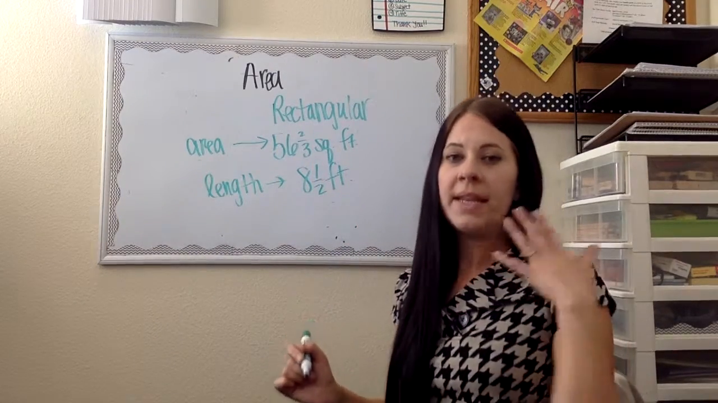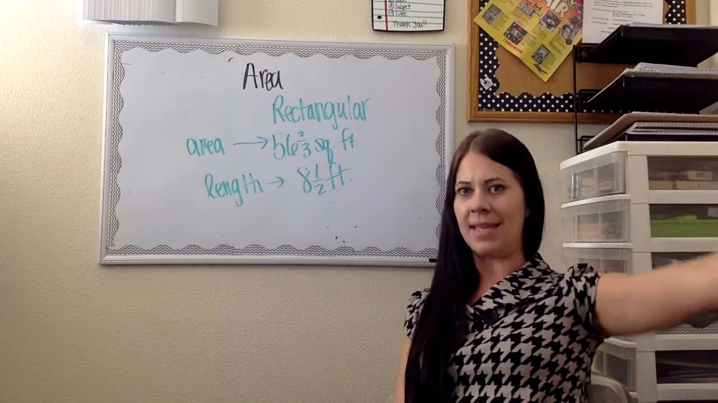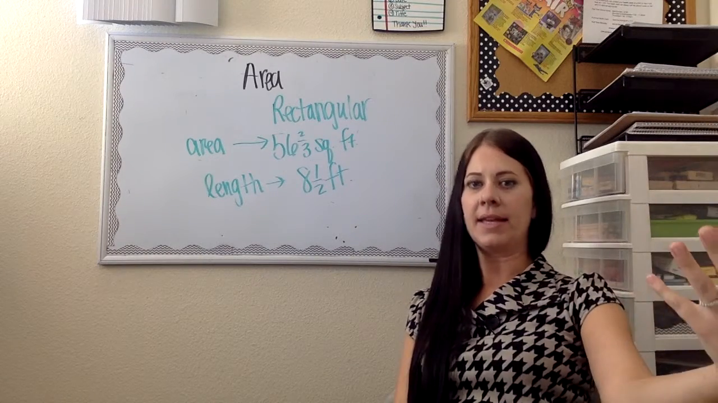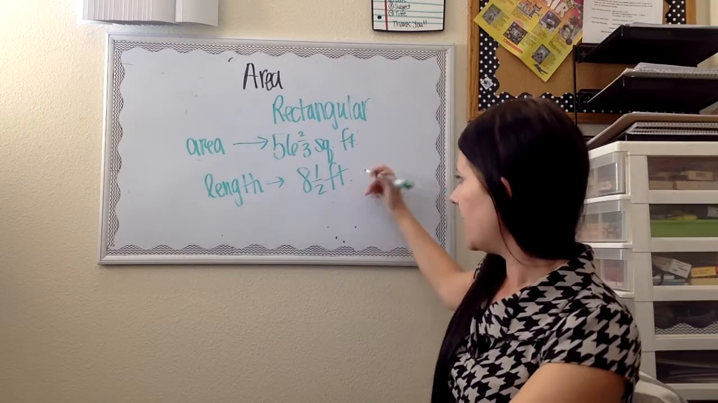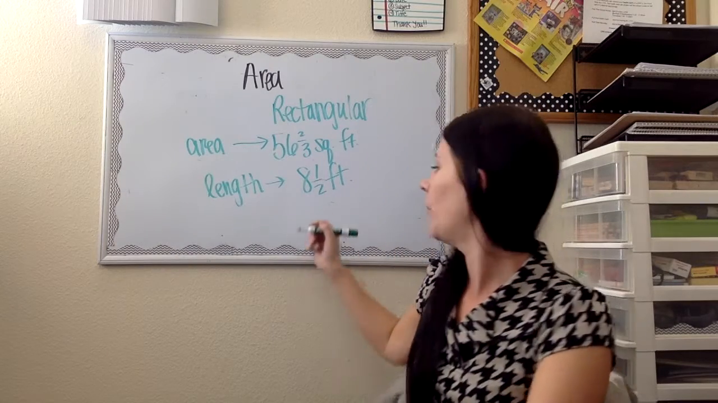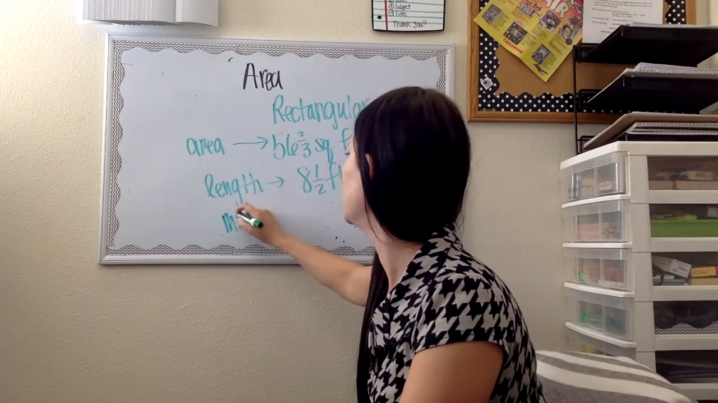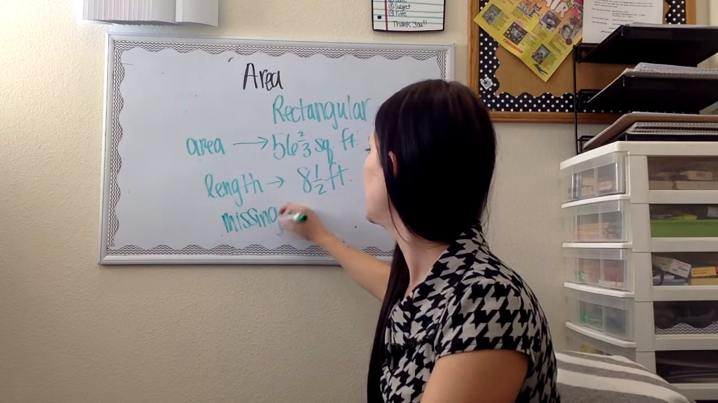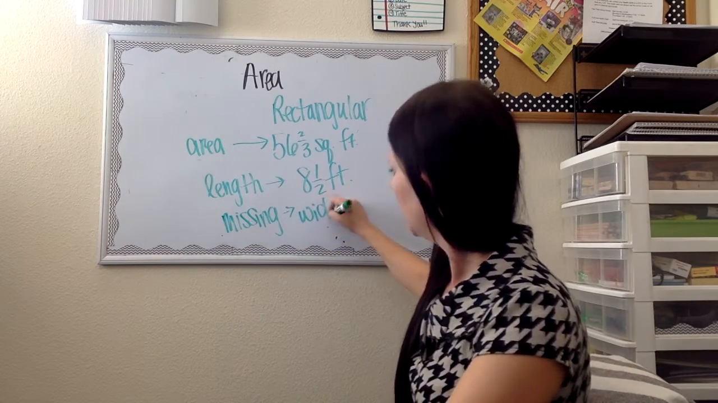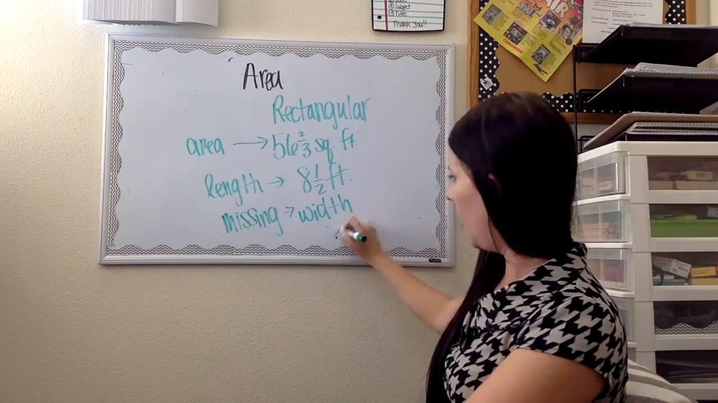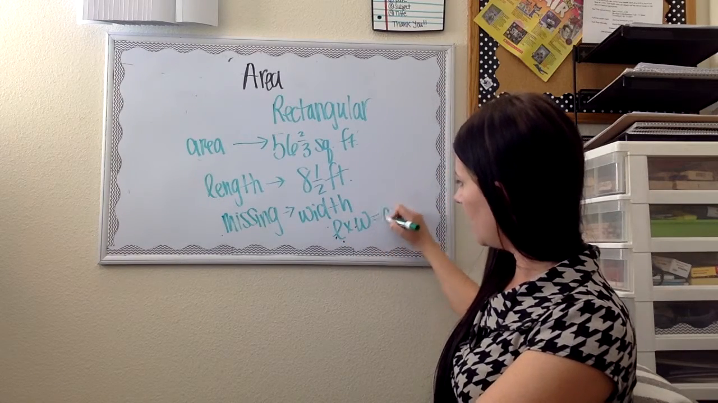Okay, so we need to really think about this. We have the answer. We know what the area is. When we know what the length is, what are we missing? We're missing width. Okay, so we're missing the width. But we know length times width equals area.